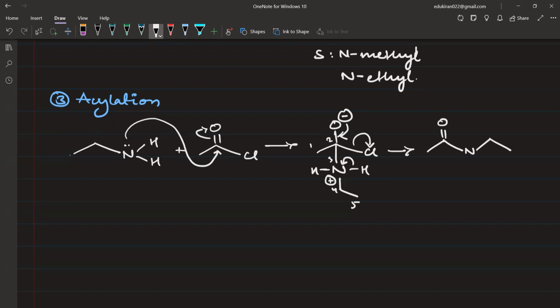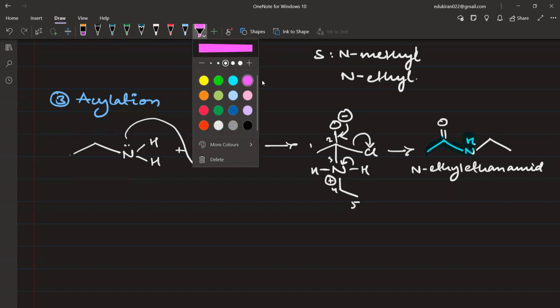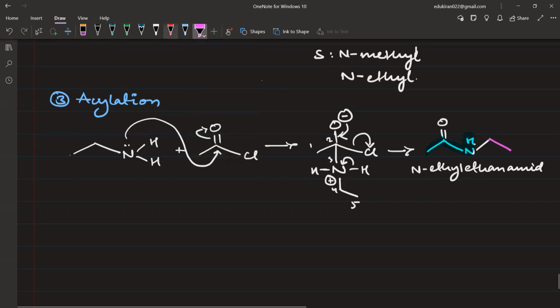Now, what is this? This is known as N-ethyl ethane amide. Just remember nitrogen will have a hydrogen here because one hydrogen is left with it. This is the main chain, amide, and this is my substituent here. This is the substituent.